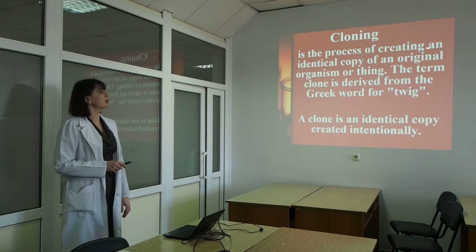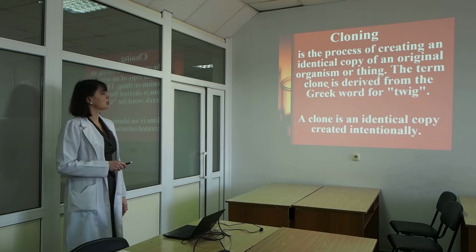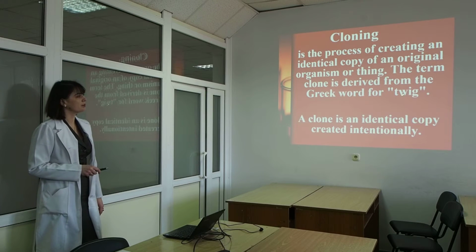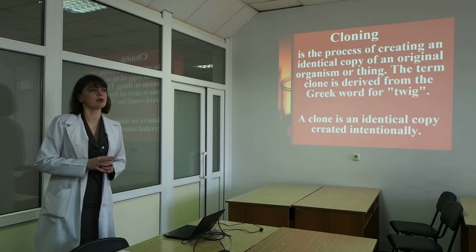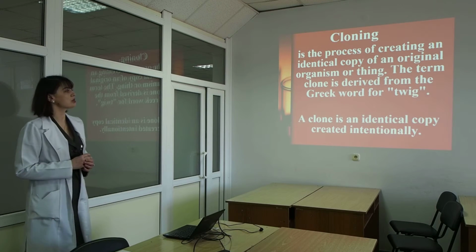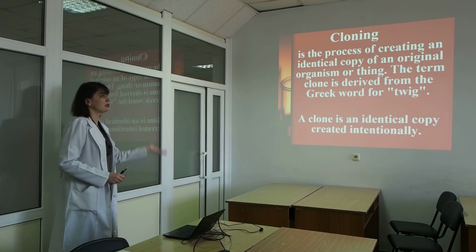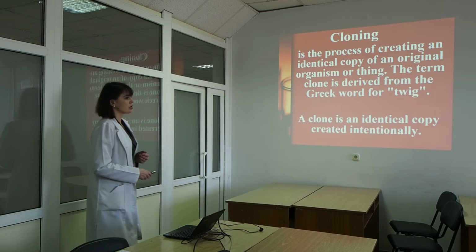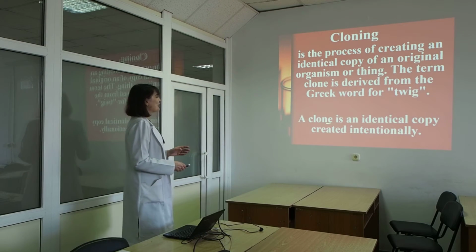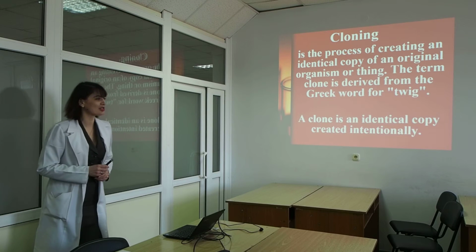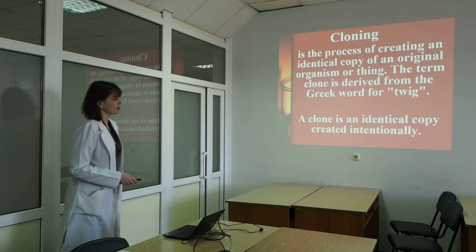Cloning is the process of creating an identical copy of an original organism or thing. The term clone is derived from the Greek word for twig. A twig is a small branch, and grafting, or horticultural cloning, is when we take some twig from one plant and put it into the soil and we receive the clone. Clone, what is clone? A clone is an identical copy created intentionally.